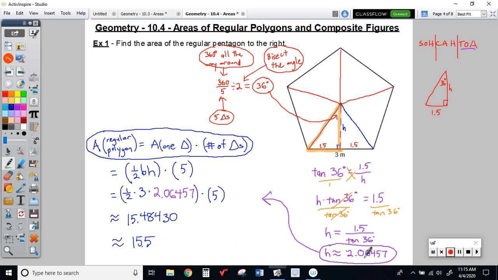15.5. If you took this as 2.1 or much worse 2 and just plug that in there, you're not necessarily going to get the right answer. You're going to be off by too much to be an acceptable rounded value. So 15.5 meters squared rounded off to the nearest tenth would be the best possible answer we could get on this one. So this idea, regular polygon is one triangle times the number of triangles. That's the way I'm going to progress as we do more problems like it here.